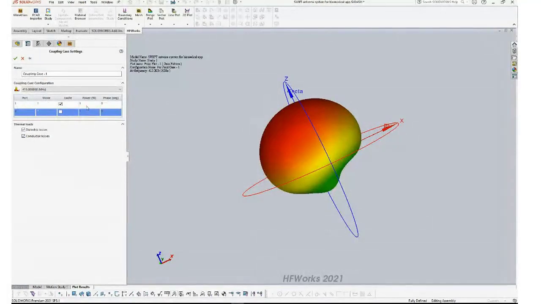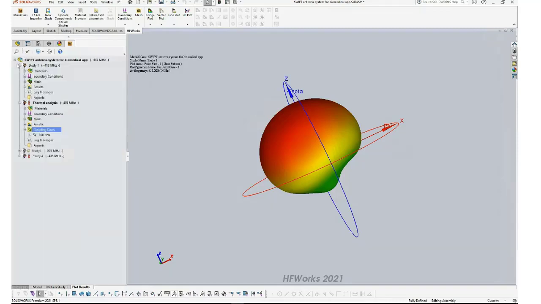How much power? Well, I don't want 1 watt. 1 watt probably is going to cook something. So you can say, what if I send 25 milliwatt? Or 100 milliwatt, or 10 milliwatt. So that would be 0.01. And for phased array antennas, this is important. In our case, it's not critical, but you can also control the phase. If you create a new coupling case, I can edit this name. I can call it 10 milliwatt. So I hope you get this idea. That's how it works.